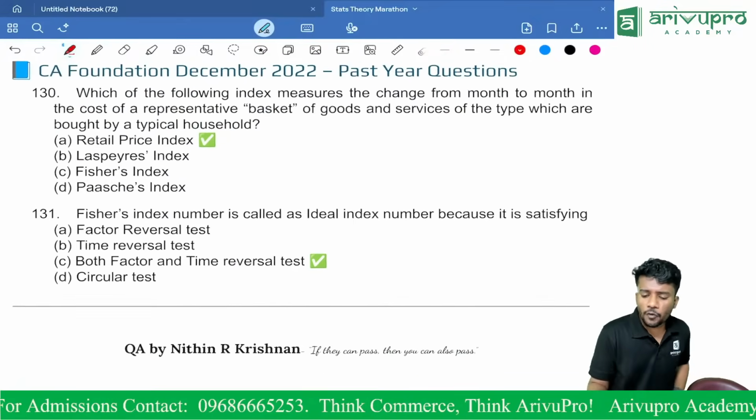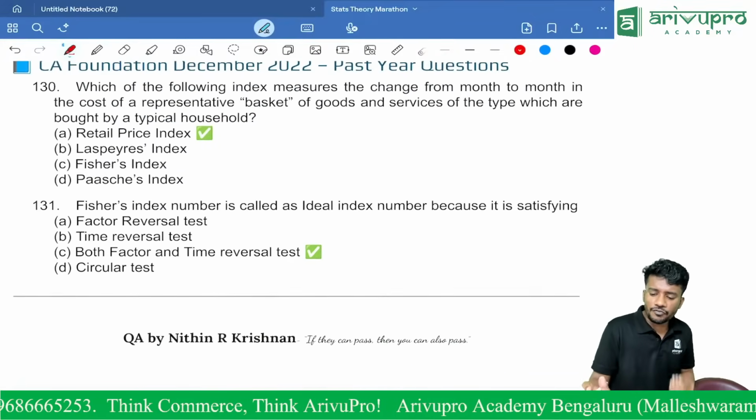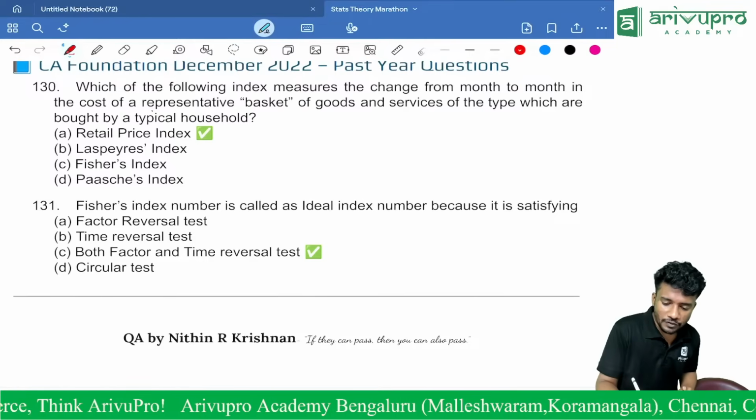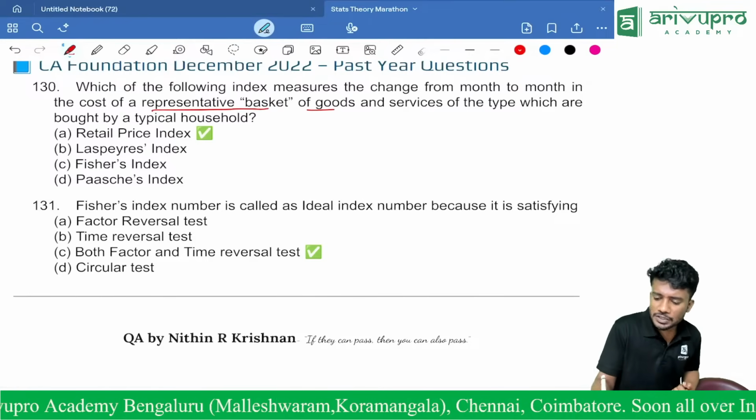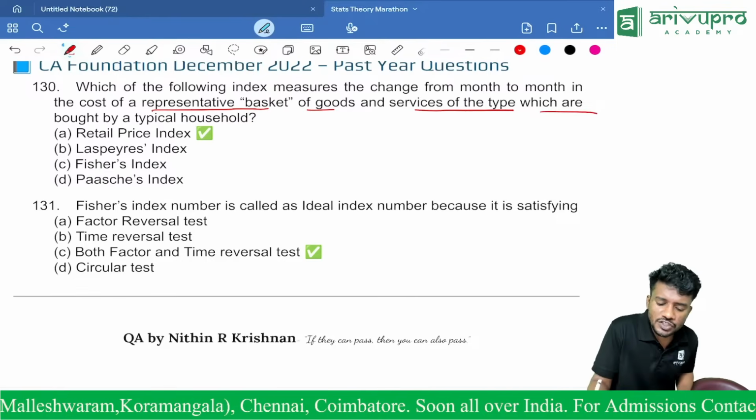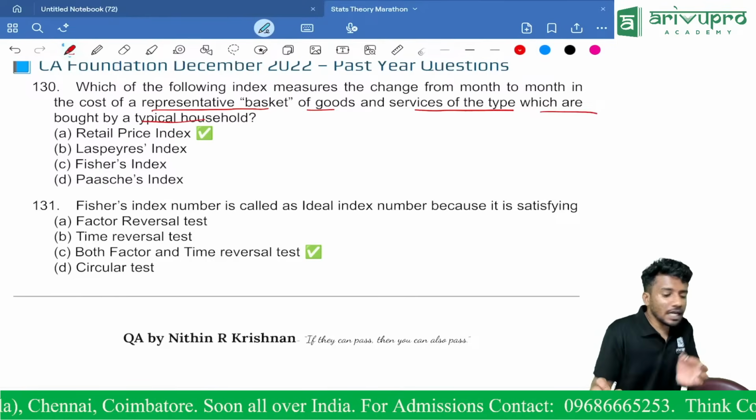Now, which of the following index measures the change from month to month in the cost of a representative basket of goods and services of the type which are bought by a typical household?